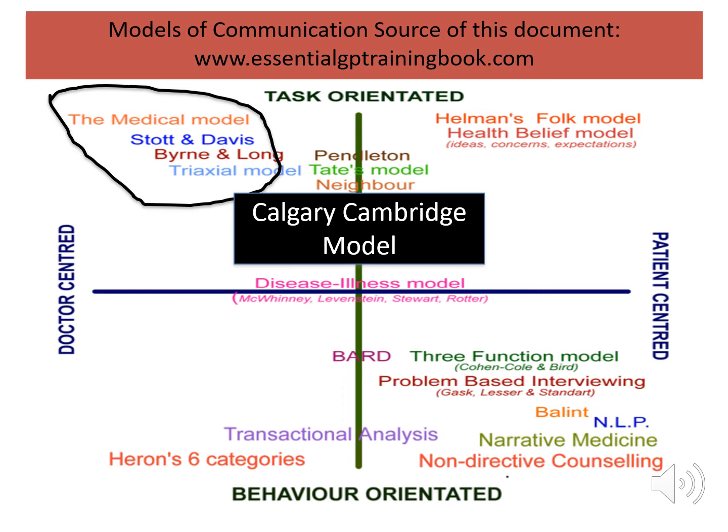There are several models with various names: Scott and Davis, Bryan and Long, and the triaxial model. And then there are more patient-centered models, such as narrative medicine, non-directive counseling, and the Balint approach. Likewise, there are many that are very much patient-centered and behavior-oriented. There's no real task, it's just behavior-oriented. In non-directive counseling and narrative medicine, that is what is happening.